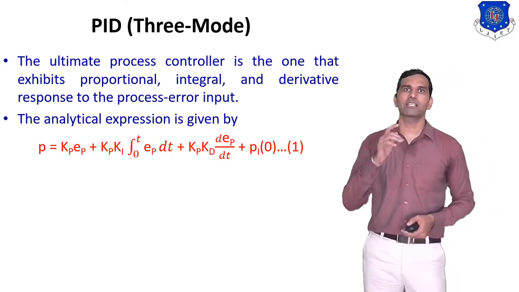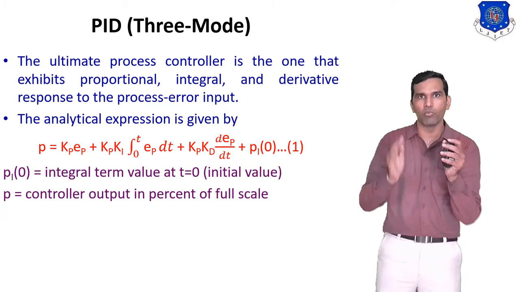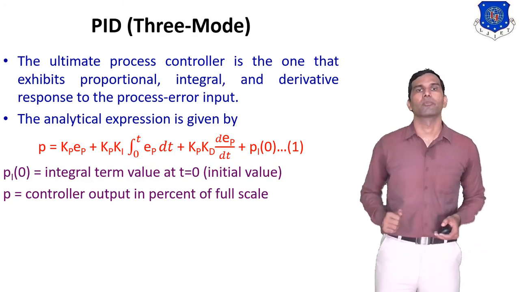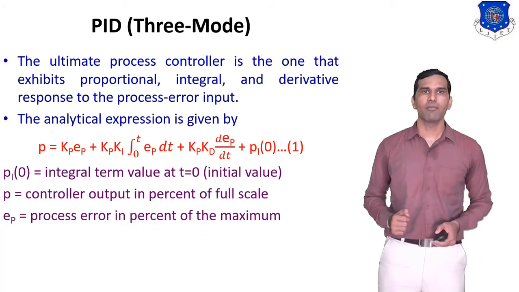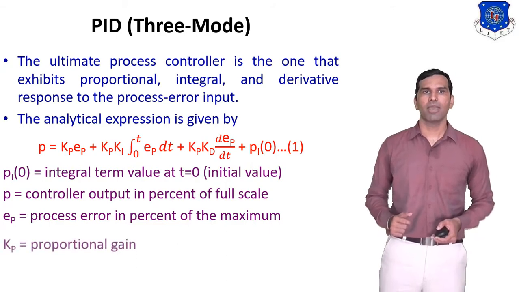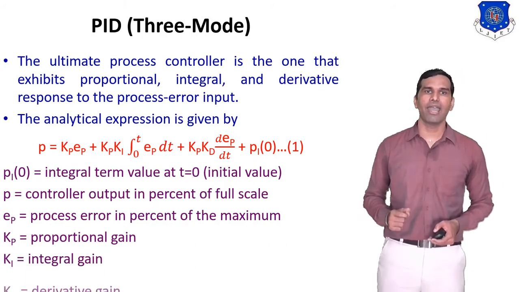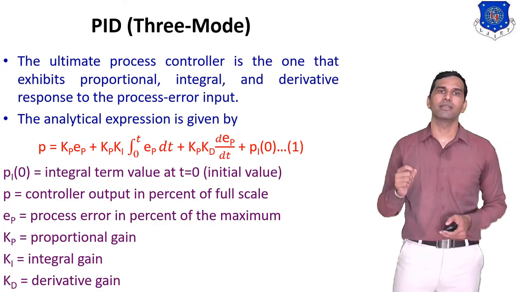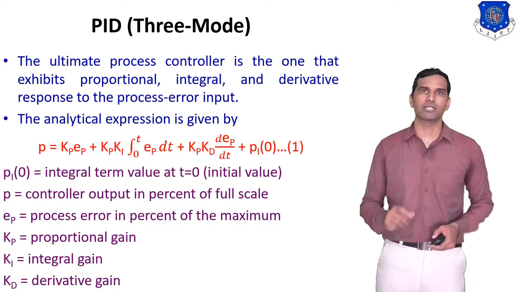We know this is the analytical expression for the PID control mode, and here this Pi(0) indicates the integral term value when t equals 0, or we can say the initial value of this controller, and P indicates the controller output in percentage of whole scale. Similarly, Ep indicates the process error in percentage of the maximum. Kp indicates the proportional gain, Ki indicates the integral gain, and Kd indicates the derivative gain. That means Kp, Ki and Kd indicate the gain of the proportional, integral and derivative controlling action respectively.